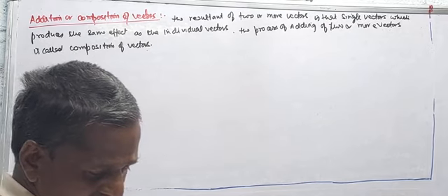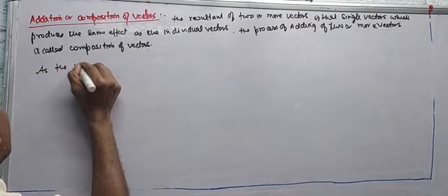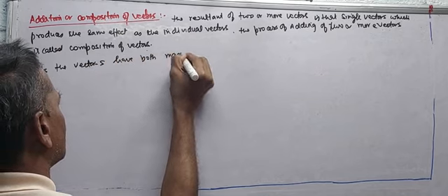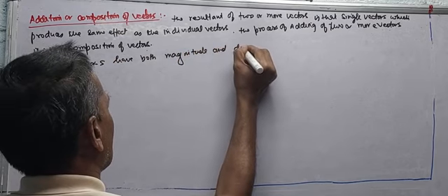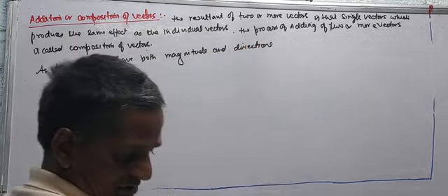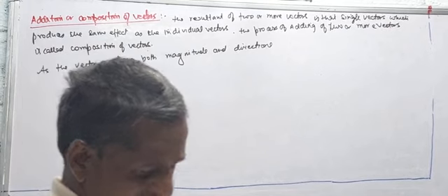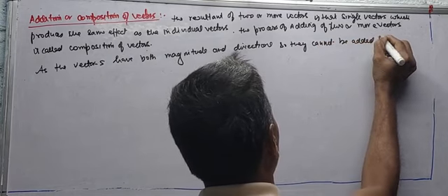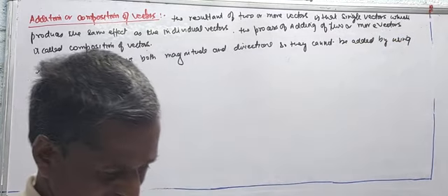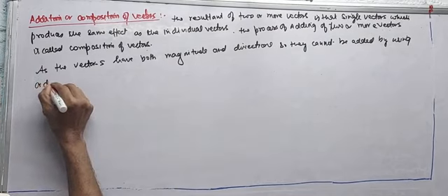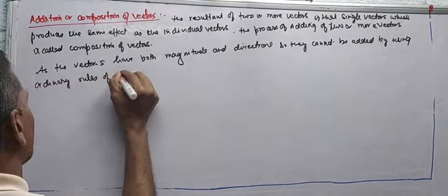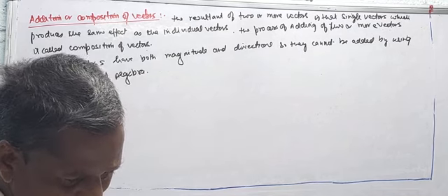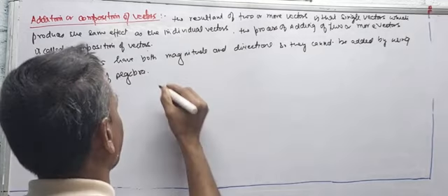As the vectors have both magnitude and direction, so they cannot be added by using ordinary rules of algebra. Vectors can be added geometrically.